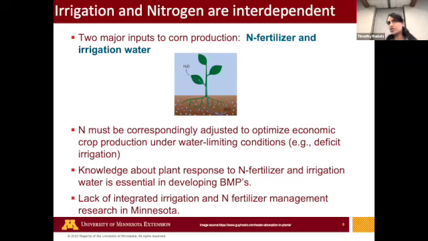So the two major inputs to crop production, as you know, are nitrogen and irrigation. Both of these are interdependent. So if we apply less water and more nitrogen, the crop will not be able to take up that nitrogen without water and use all of it. So that nitrogen is going to stay in the soil or be lost through various channels. So the nitrogen that we apply should be correspondingly adjusted to optimize economic crop production under water limiting conditions. If we are using some kind of deficit management or reduced irrigation, the nitrogen level that we apply needs to be changed as we change the water input to the crop. So knowledge about the plant response to nitrogen fertilizer and irrigation water is essential in developing best management practices for deficit irrigation management.